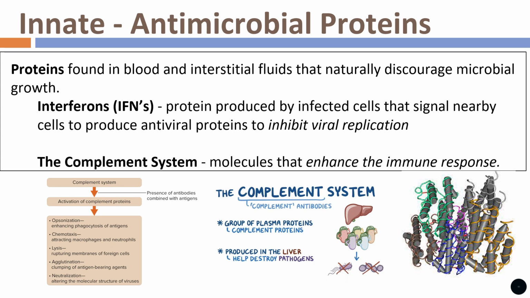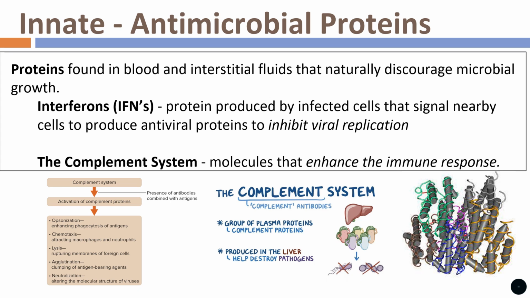Let's talk a little bit about antimicrobial proteins. So these are going to be proteins found in the blood and interstitial fluids that are going to naturally discourage microbial growth. We have interferons. These are going to be proteins produced by infected cells that signal other nearby cells to produce antiviral proteins to try to inhibit this viral replication.